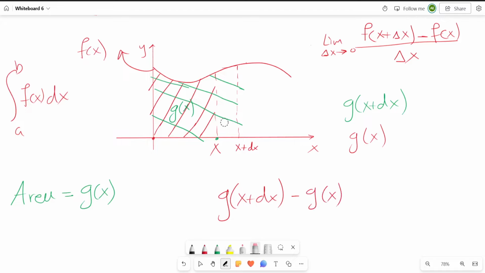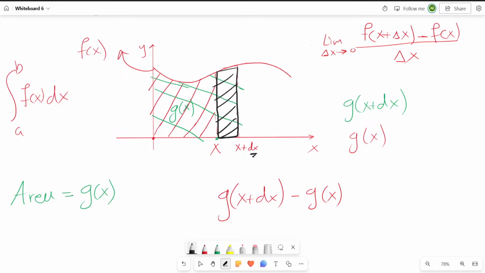What's that going to give me? This is basically this whole green area minus the red area. So this is going to give me this part over here. This is the difference between the two areas, right? So this black area over here is the difference between the two areas. This is what I'm looking at. And in the limit where dx is very small, this area is going to approach the area of a rectangle.